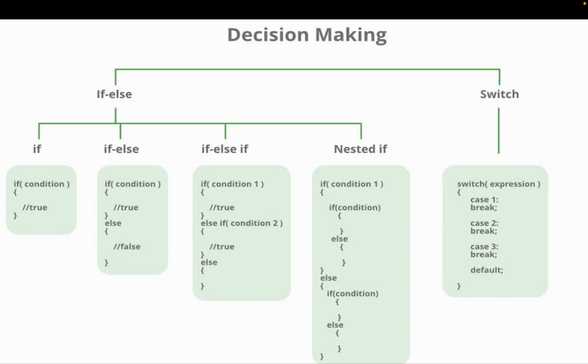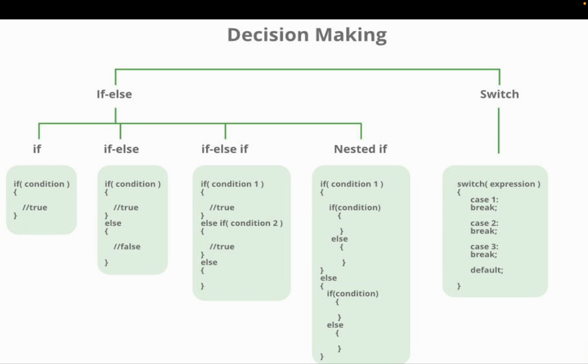Then we have a switch. We are going to use switch for comparison purposes. The expression is going to be evaluated, and then it is going to be compared with the case values, and if a match is found, then that case will execute, and we have a break statement which brings our control outside of that loop.